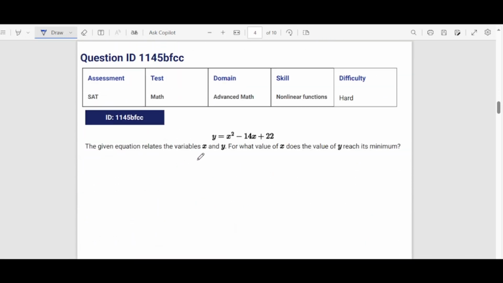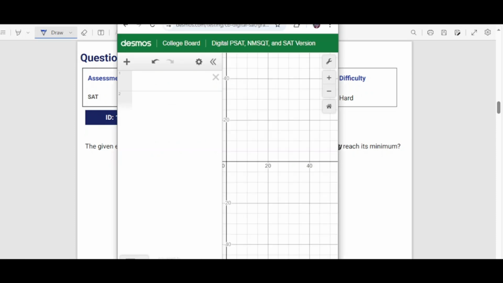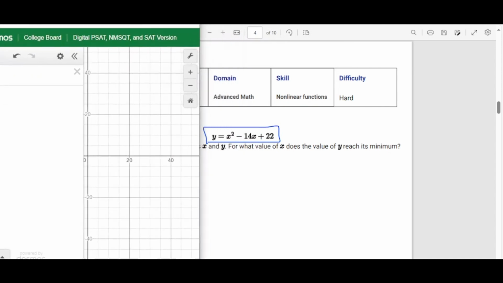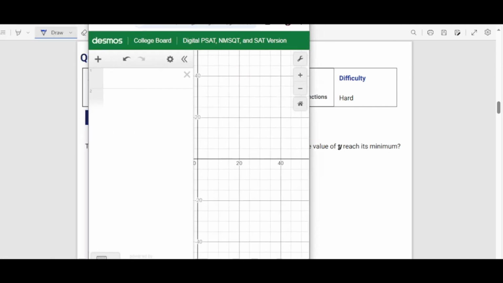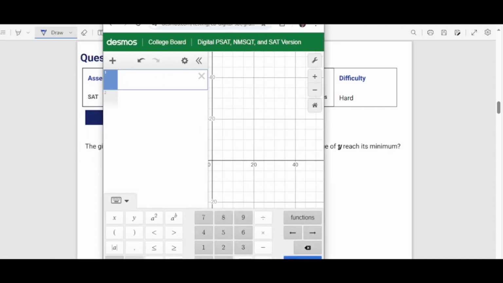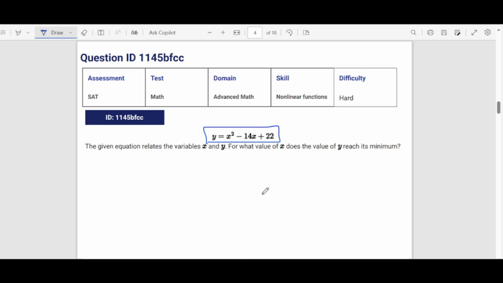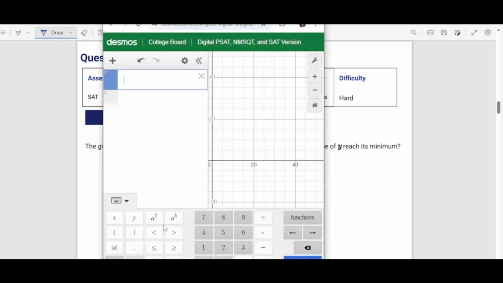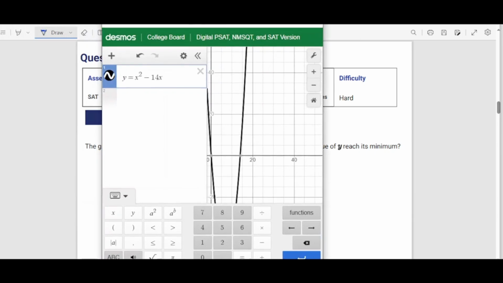Alright, the given equation relates the variables x and y. For what value of x does the value of y reach its minimum? So this is a really easy question. Use Desmos for this. Just go open Desmos and plug in this equation there, and we'll find the minimum value of x. Alright, so what was the equation? y equals x square minus 14x plus 22.